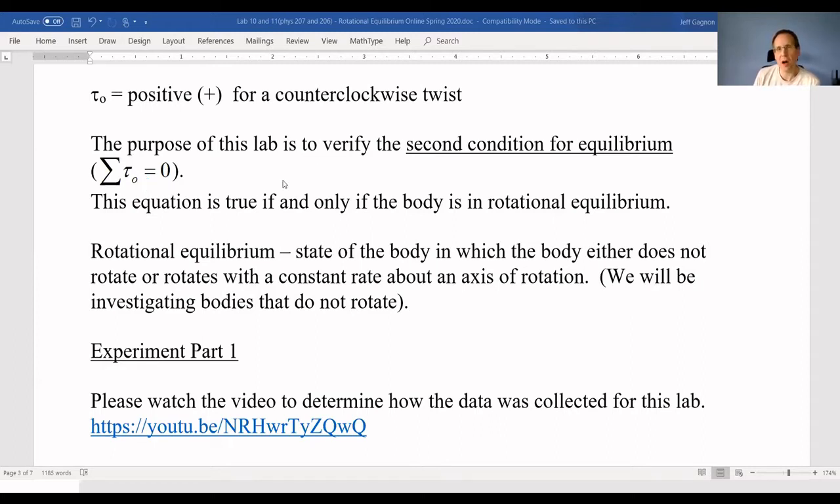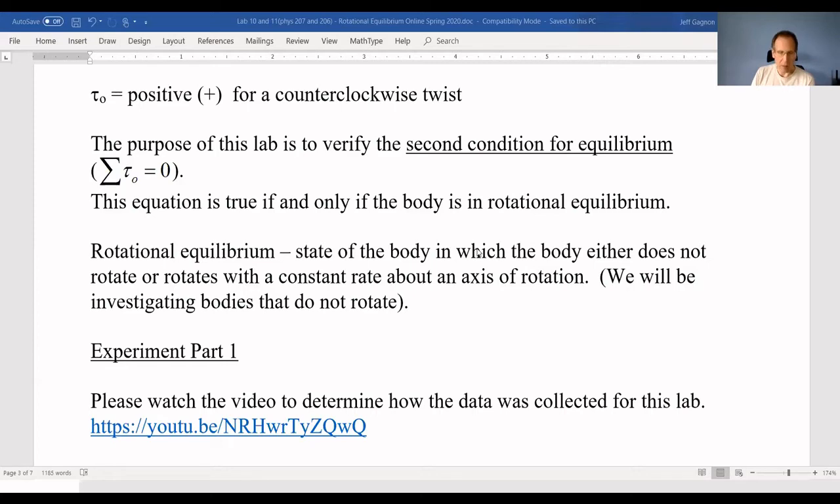This is called the second condition for equilibrium. By the way, the first condition you may know from Newton's second law is that if the sum of the forces equals 0, then the object is not accelerating, right? So that would be the first condition for equilibrium.